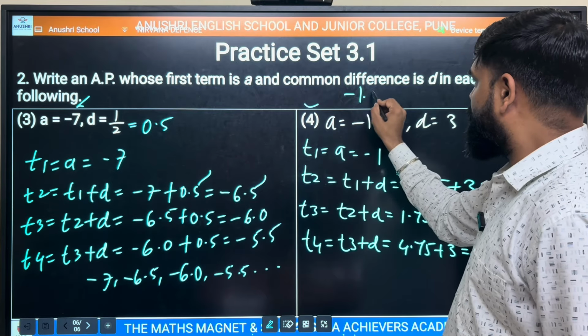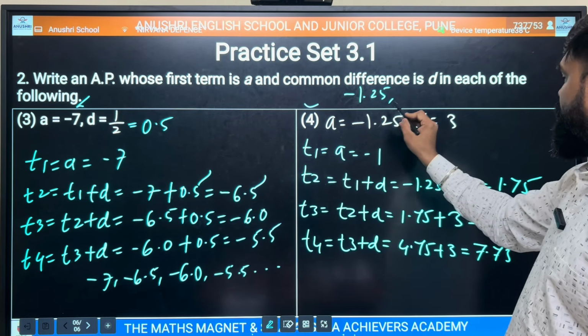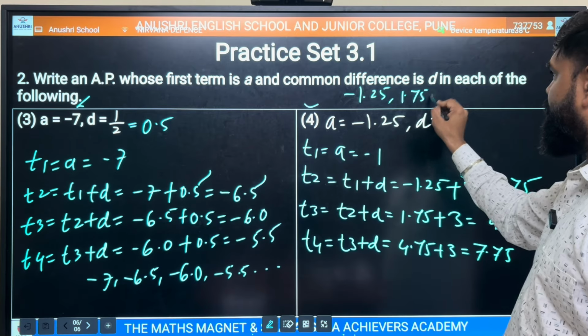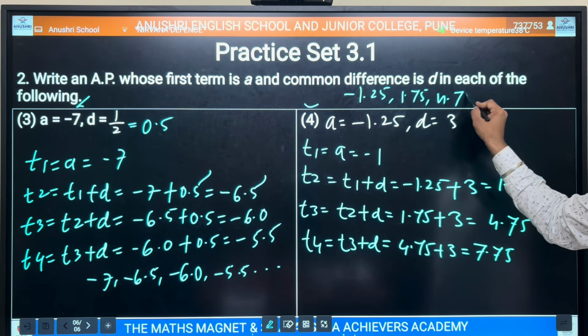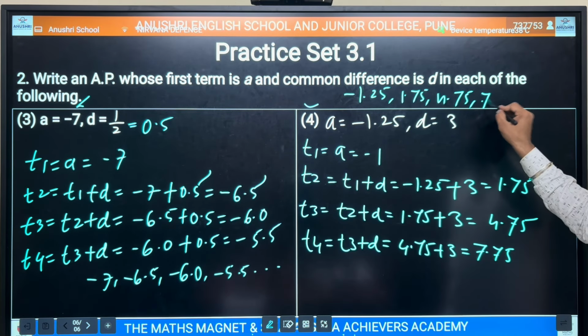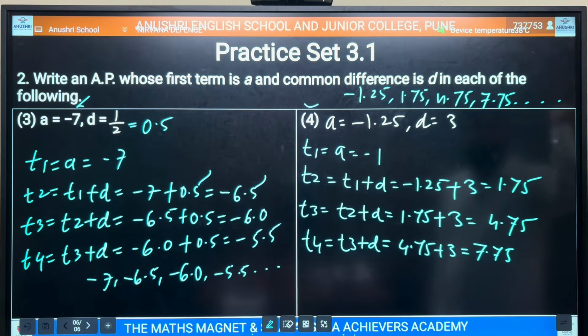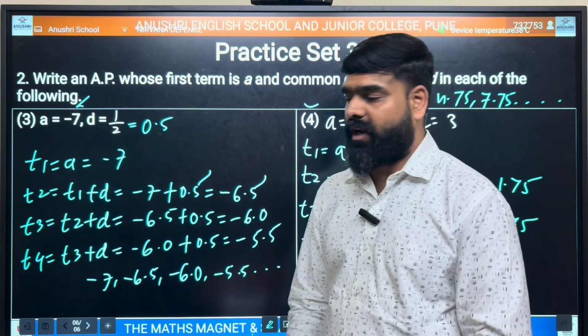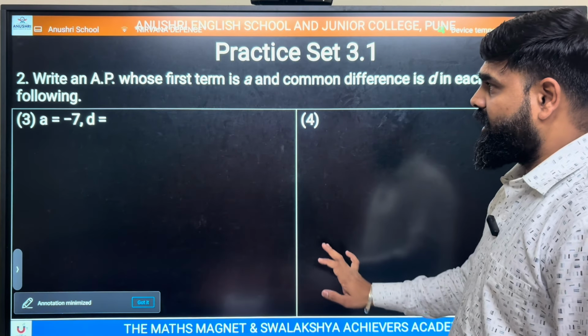minus 1.25, 1.75, 4.75, and the fourth term 7.75, and so on. So likewise you can solve such numericals.